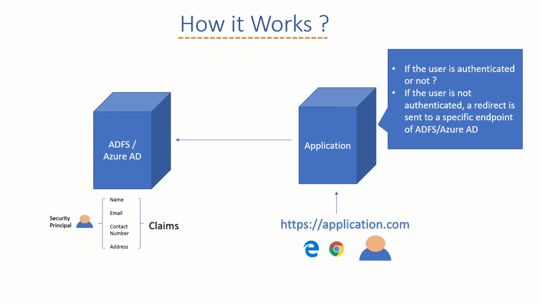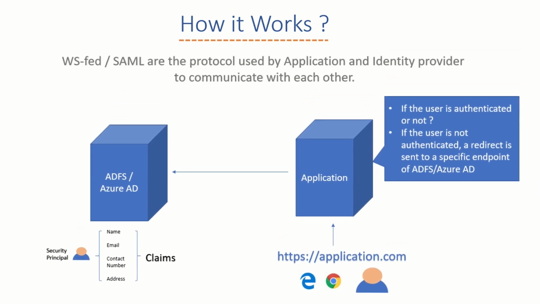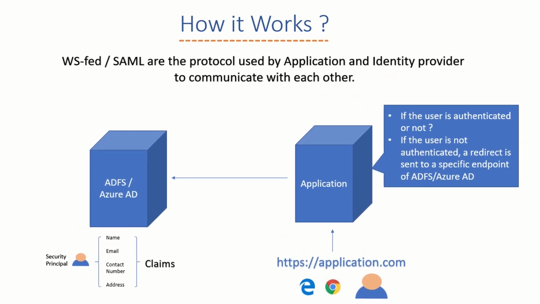Now, it's the responsibility of your identity provider to get the user authenticated and send an acknowledgement back in the form of a security token. But what we have to understand is that the first message that your application will send to your identity provider, letting it know that this user is not authenticated, would be a WS-Fed or a SAML request. So in a nutshell, WS-Fed and SAML are the protocols that are used by application and identity provider to communicate with each other, and these are also known as sign-in protocols.